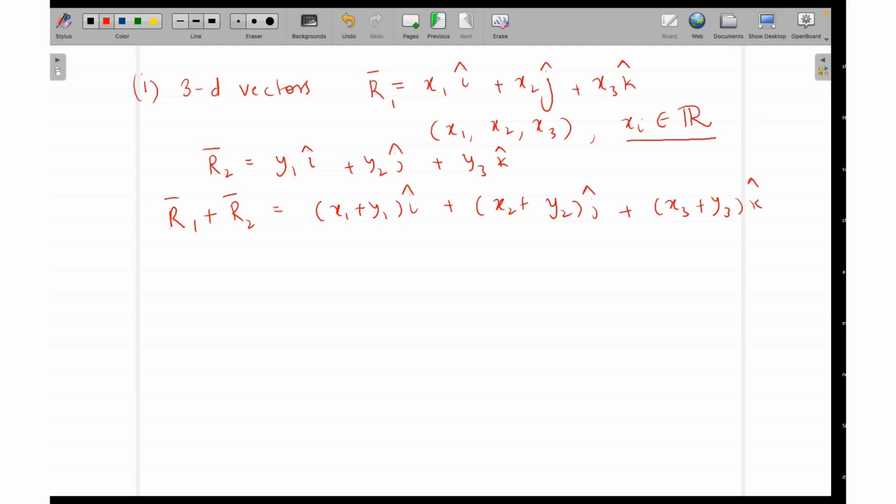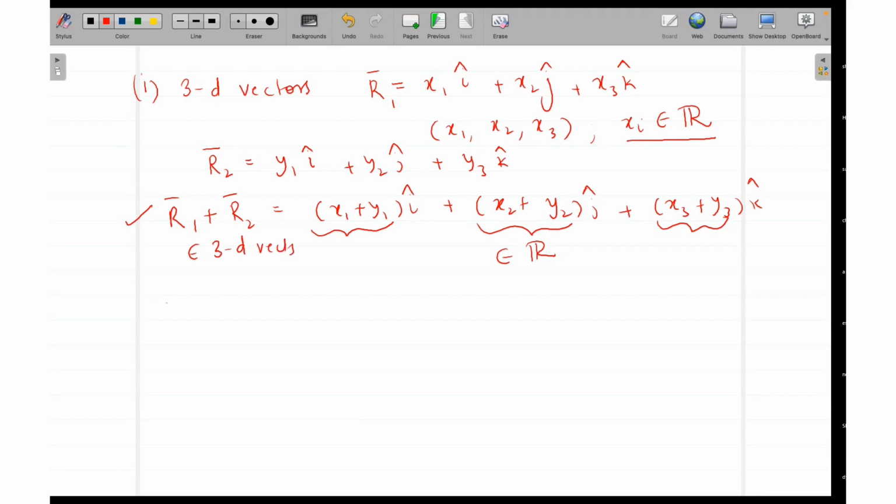The question is, when you add the two vectors, are the coefficients which you are seeing, they belong to the real number space or not? Whether the addition of two real numbers is a real number or not? Yes, it is, and hence we will. Right. So addition is a vector. It still remains in the same three-dimensional vector space.